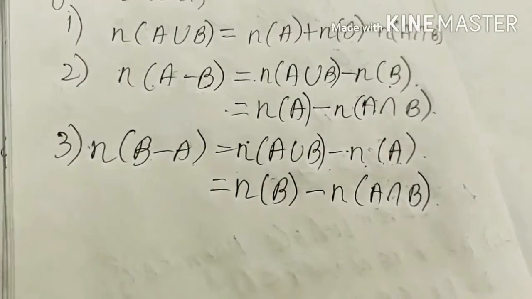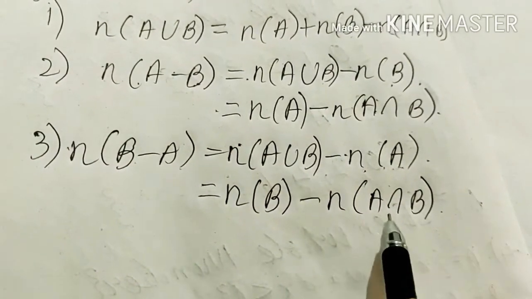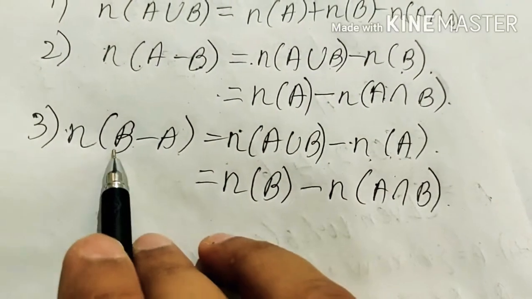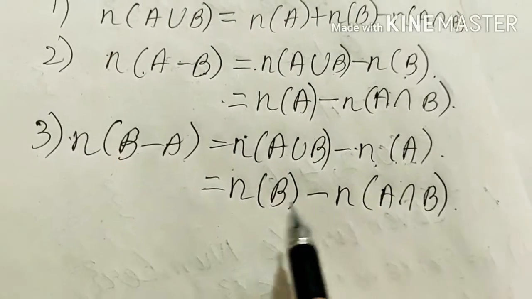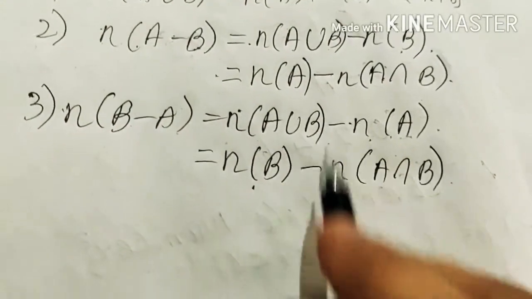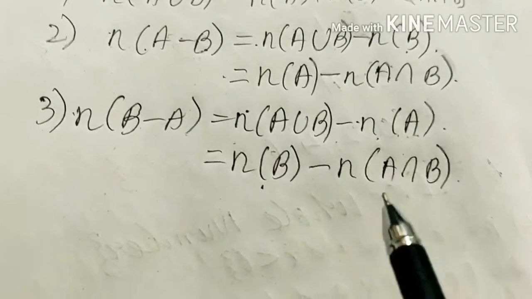I have said before, while subtracting we remove the common part from the set given at the first place. So we will remove the common part from the first set. It can be written in both the forms.